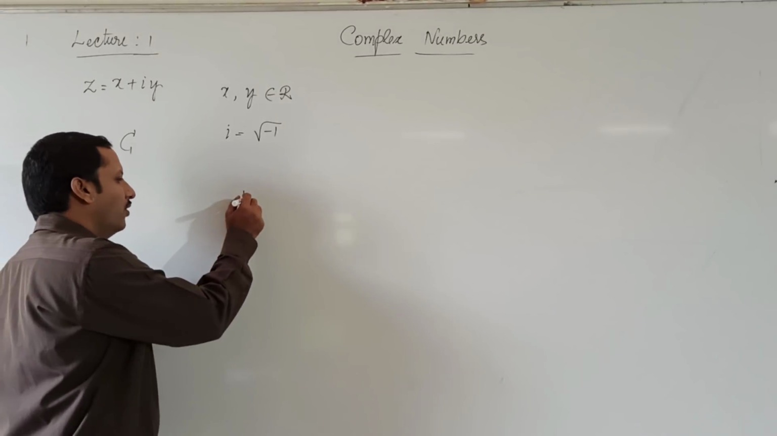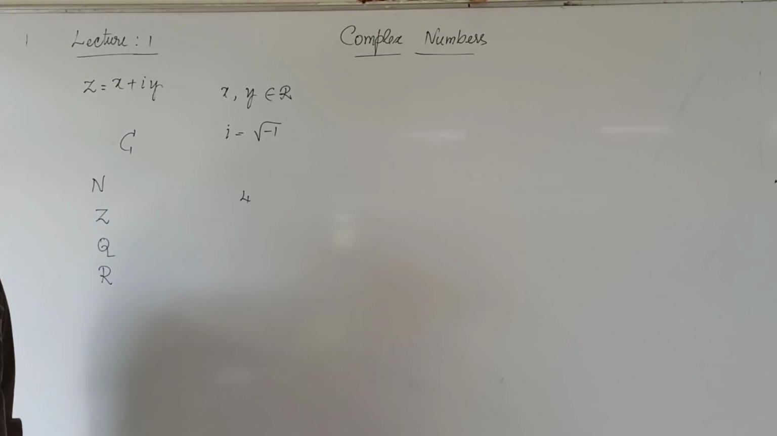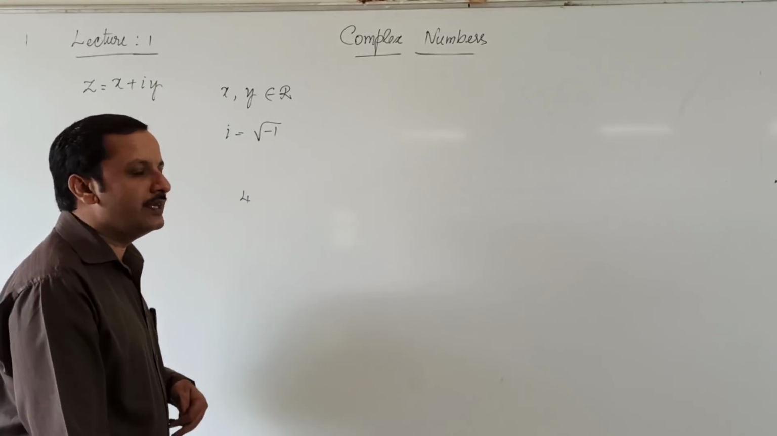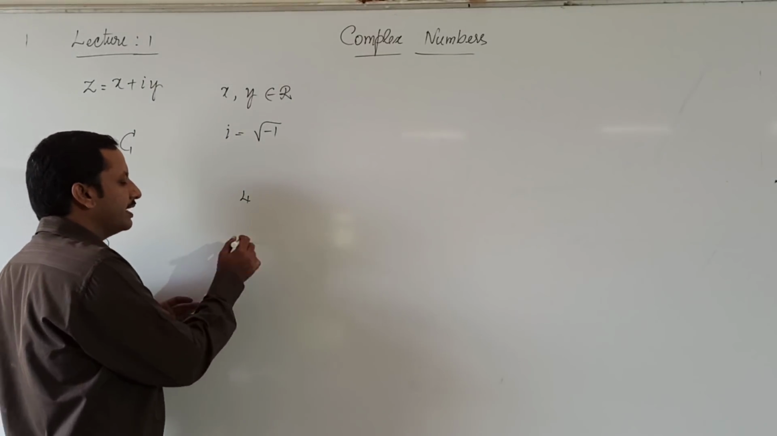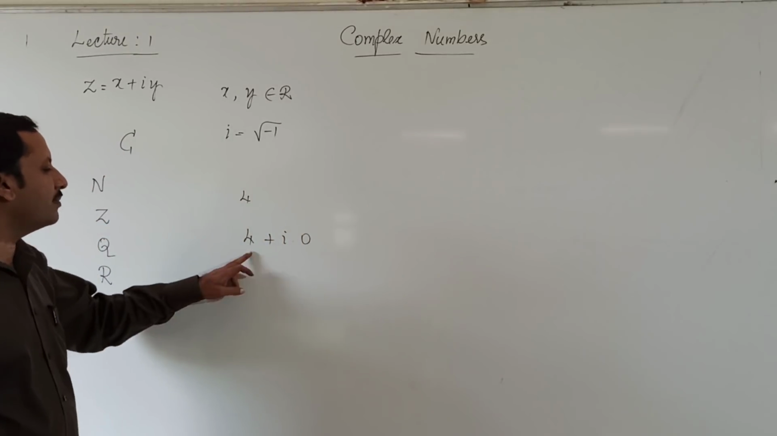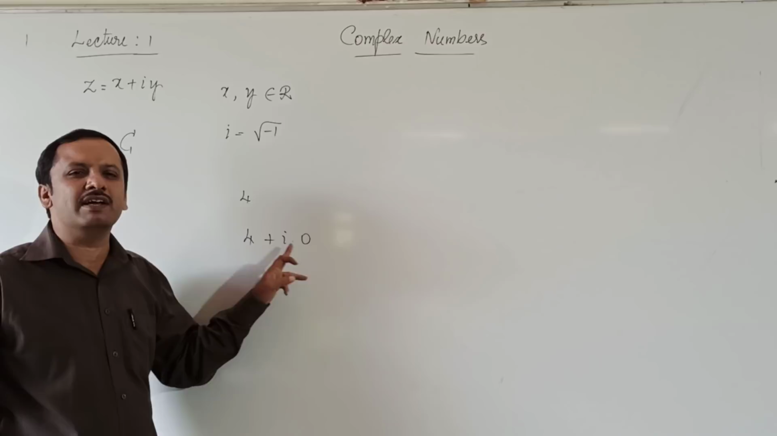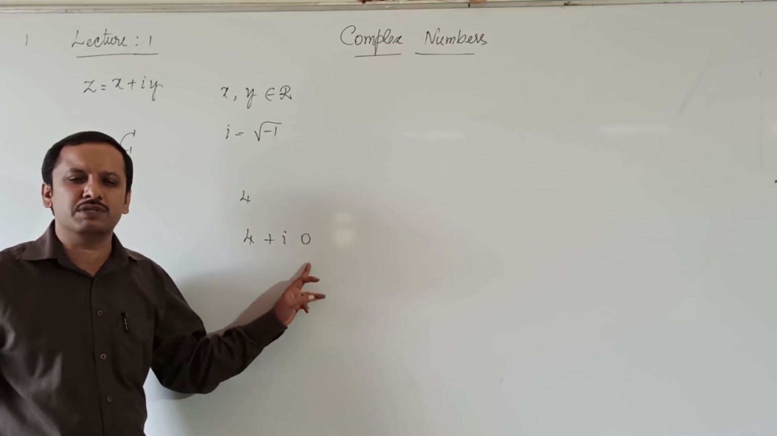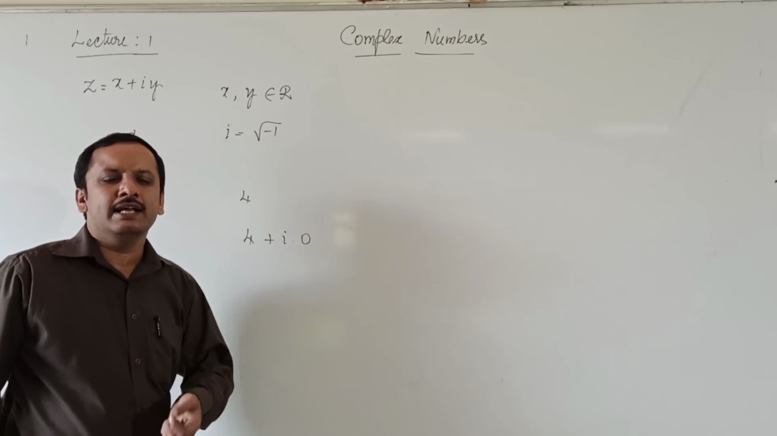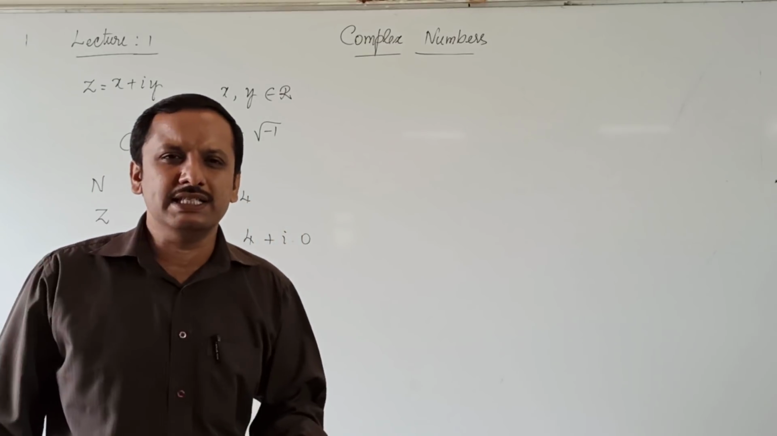So if I take 4, is it a real number? Yes, of course it is a real number, which is well known. Now the question is, is it a complex number? Yes, it is a complex number because you can write 4 as 4 plus i into 0. So it is of the form x plus iy where x and y are real numbers, 4 and 0 are real numbers. So this is a complex number.